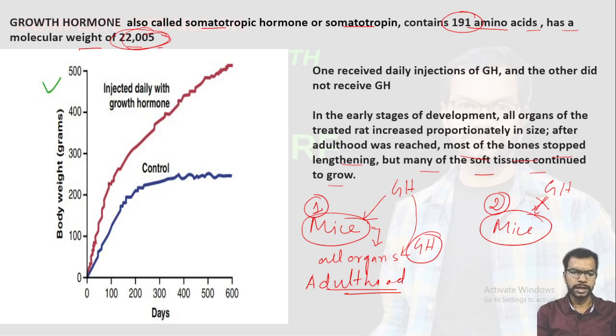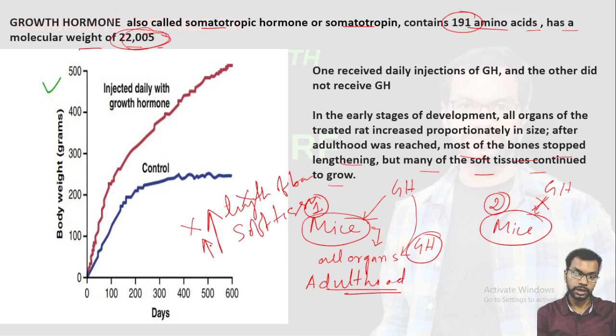That means after adulthood, some changes occur. Before adulthood, length of bone and soft tissue, everything was growing proportionately. But during adulthood, the length of the bone stopped growing, while soft tissue is still growing, as the mouse is continuously receiving growth hormone injection. Okay. In the case of the second mouse, the body mass does not continuously grow; it becomes stagnant here. But in the case of the first mouse, it continuously grows. Okay, so this was the observation.